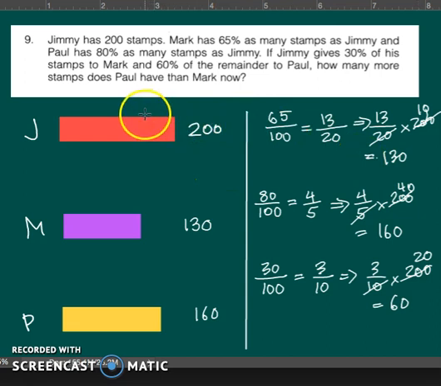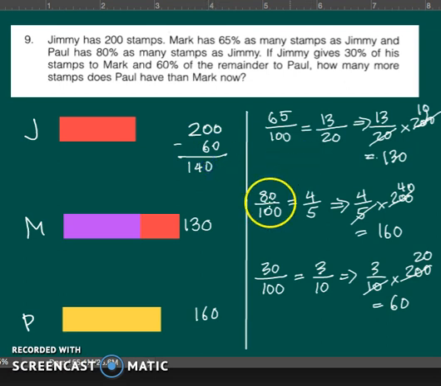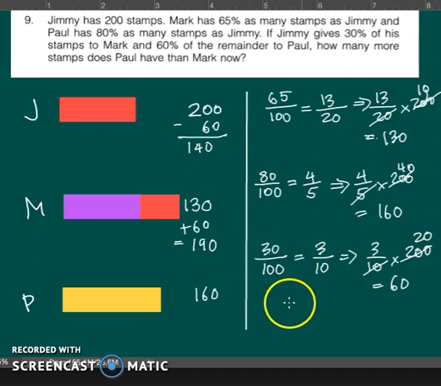So let's take 60 approximately of Jimmy's stamps and let us give them to Mark. There we go, something like that. And let's make a note of that too. So Jimmy loses 60 stamps. He is left over with 140, whereas Mark has gained 60 and he now has 190. Then Jimmy gives 60% of the remainder to Paul, so the remainder is 140.